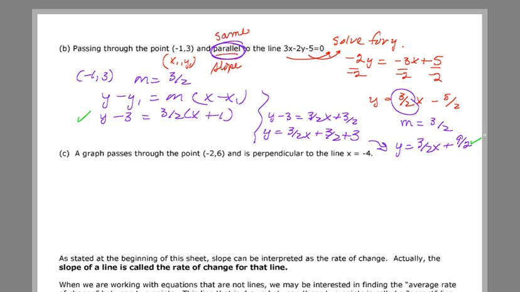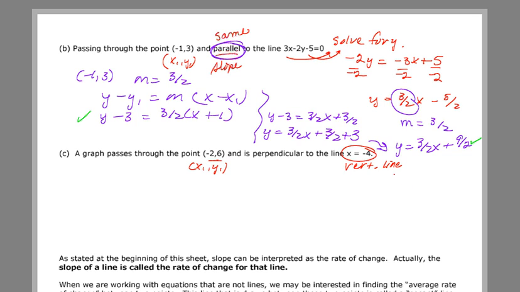Let's look at this last one, find the equation of a line. We want to find a graph. It's passing through a point. Okay, I've got my x1, y1, and it says it's perpendicular to this line. Well, this one's kind of weird because when they say it's perpendicular to something that looks like this, something should pop into our mind about the definition of a line in this format. x equal to negative 4, we should recall, is a vertical line.